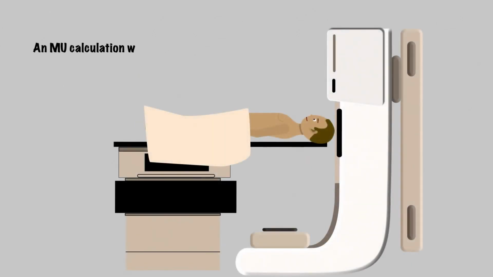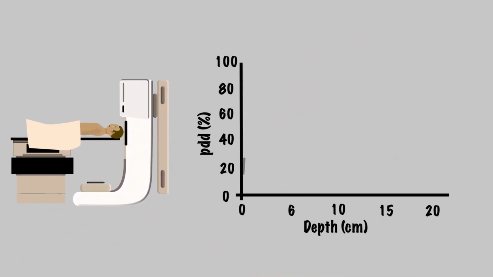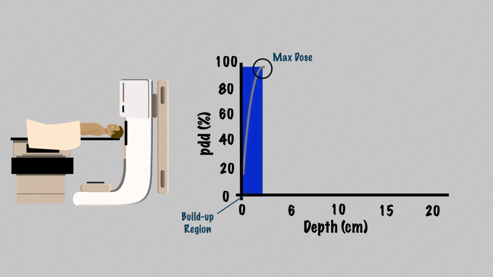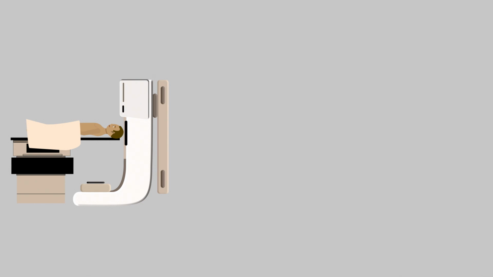An MU calculation with SSD setup uses PDD. This PDD curve illustrates how PDDs build up initially as the depth approaches Dmax, and then begin to decrease as the photons move deeper and deeper in the patient. PDDs, quote, fall off with depth both because of inverse square law and photon attenuation.